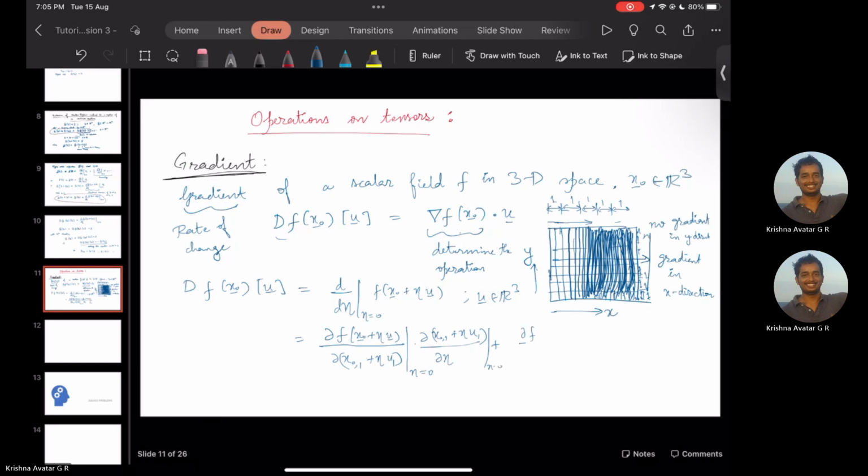Plus similarly for the second component. I'm just trying to say that since x naught lives in 3D space, it will have 3 components, right? So you'll have u2 and again x naught plus eta u vector, at eta equal to 0, and x naught comma 2 plus eta u2 divided by eta, at eta equal to 0. Likewise for 3, one more term will be there. All of which we can write in terms of a summation, as summation of i equal to 1 to 3.